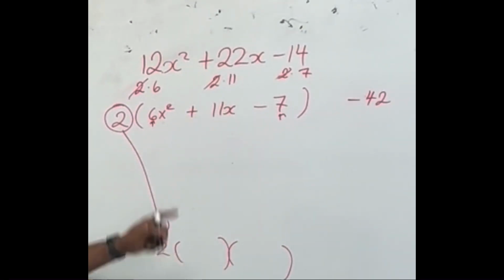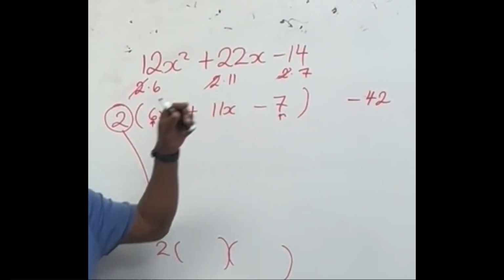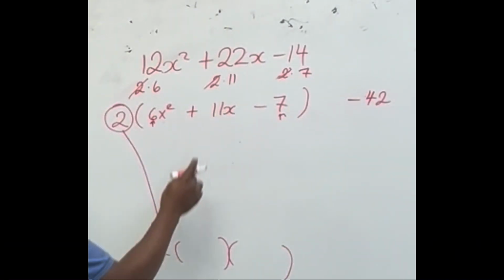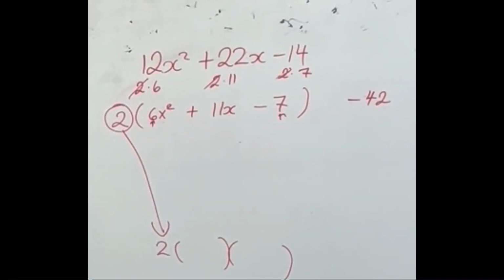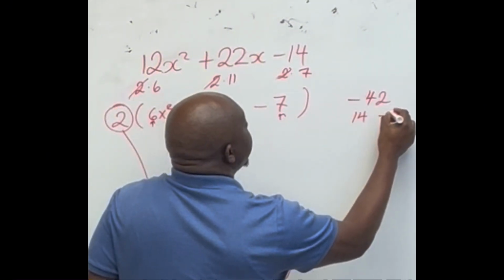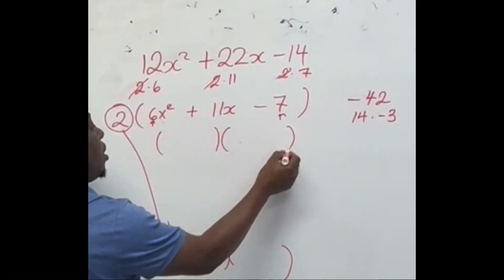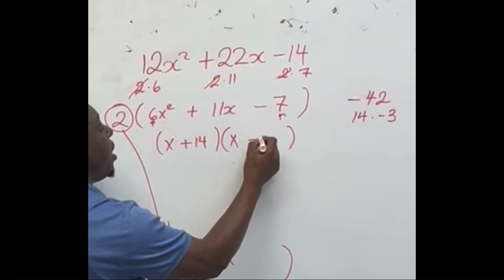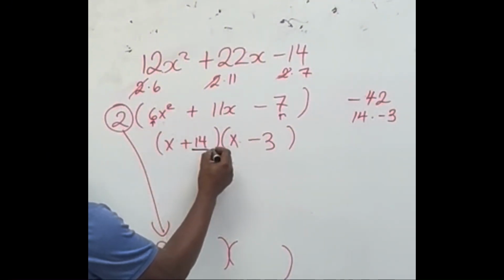What are the lyrics? When A is not 1, find the factors of AC that add up to B. So factors of negative 42 that will give us positive 11. What is it going to be? 14 and negative 3. So let's rewrite it: x plus 14, minus 3. You're not done. Now you bring your A.